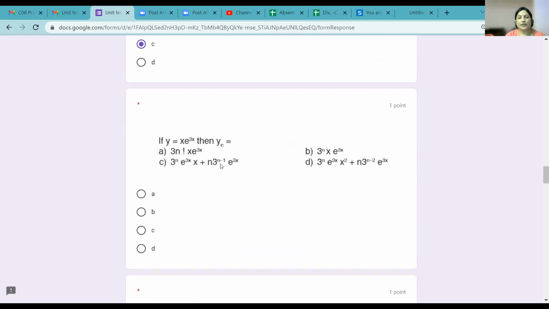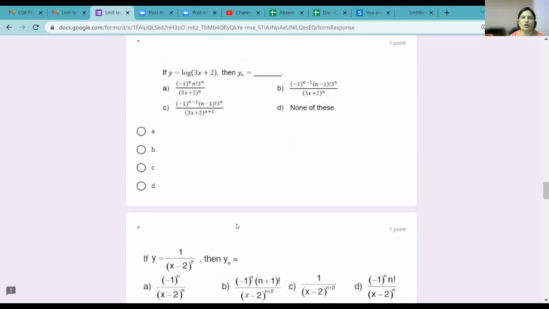Now next, x into e raised to 3x. Option C. Third one. Now tell me log of 3x plus 2. Option B. Second one. Yes, ma'am. n plus 4, this one is also correct.